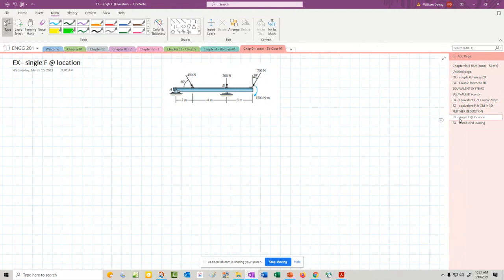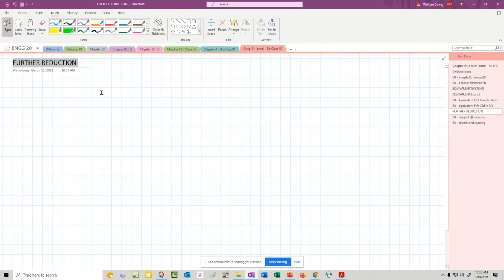All right, let's talk about this idea, further reduction. So we just reduced the forces and couple moments to a single force, single couple moment. What we want to do now is see if we can further reduce it, and this is reducing it to a single force.